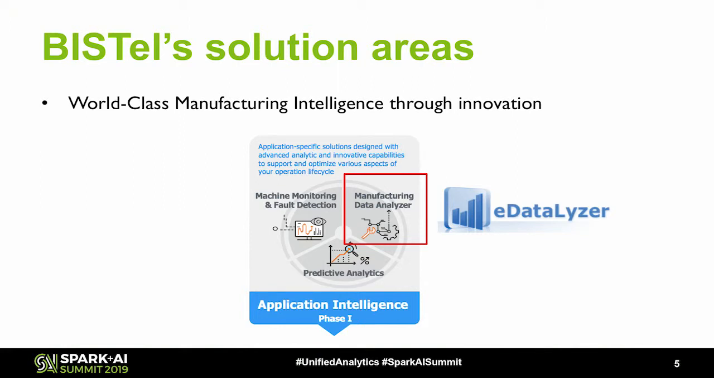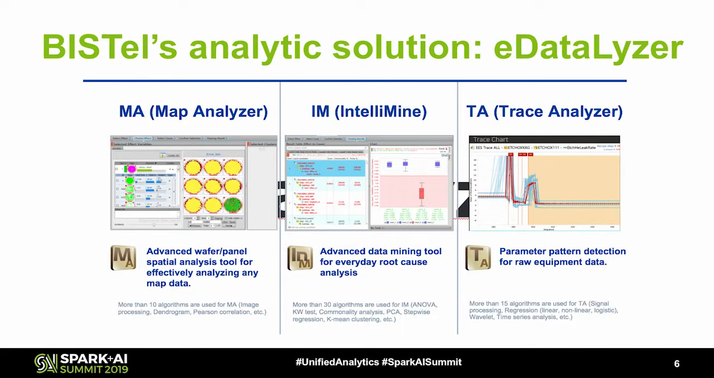Our solution can be categorized into 3 parts: detect, analyze, and predict in the manufacturing process. In this presentation, we will focus on the BISTel's analysis product. Its name is eDataLyzer. As you can see, eDataLyzer consists of map analyzer, IntelliMine, and trace analyzer.